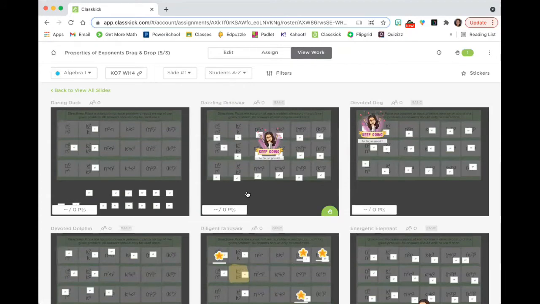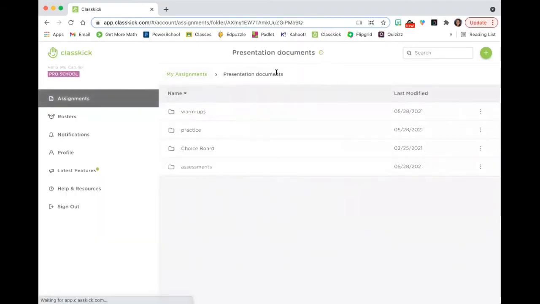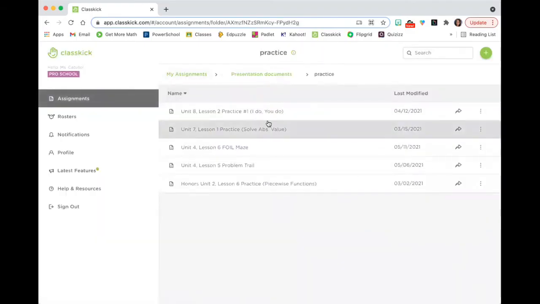So this is another great way to use Classkick, using different activities that you probably already have. But if you're like me, you have to cut out a set each year, cut up different things. You're using class time to have kids cut things out. And instead of having to do that, you make this assignment once and then you can use it each year with your students.